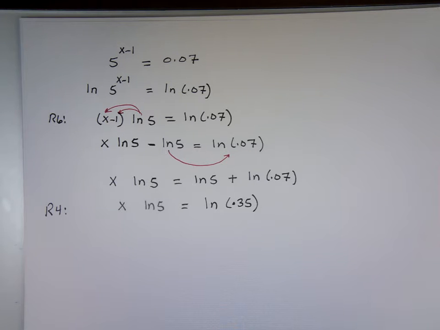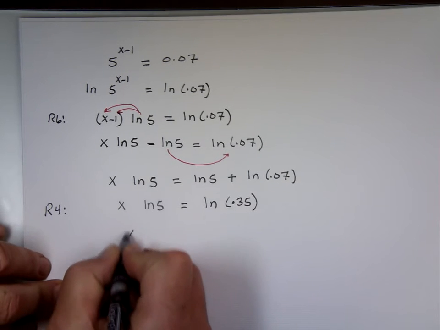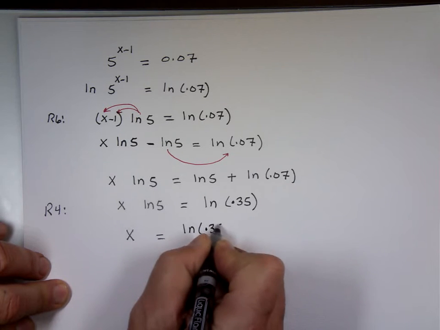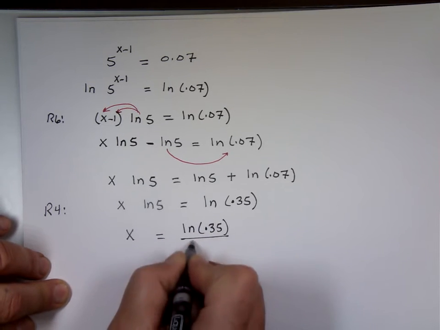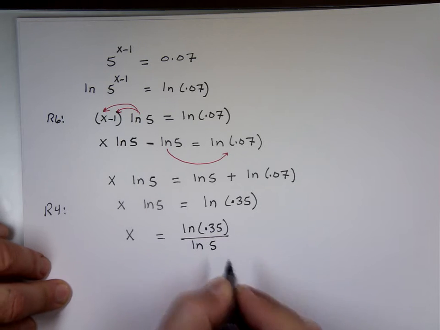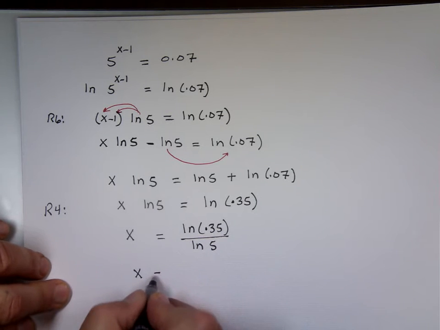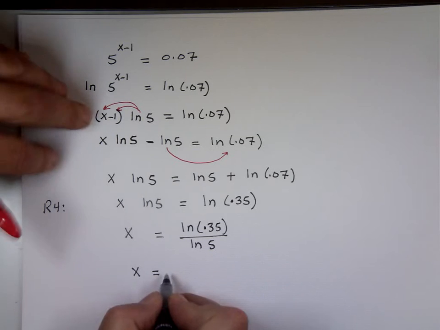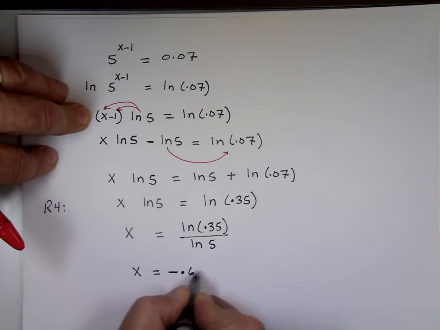Now to solve for x, what do we do? Divide by ln of 5. And again, that's your exact answer, but if you want to simplify it, get some numbers for it, ln of 0.35 divided by ln of 5. Negative 0.652.